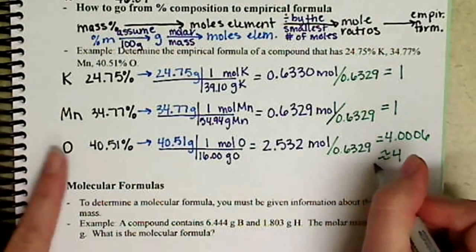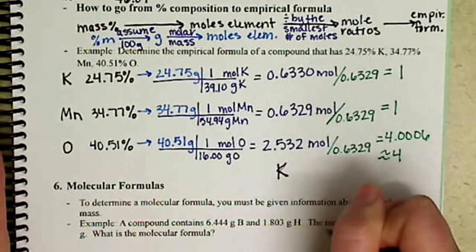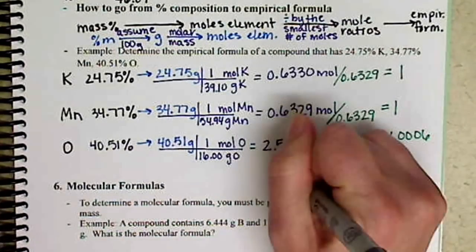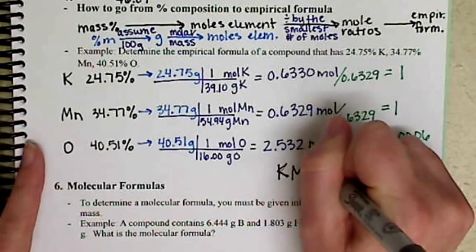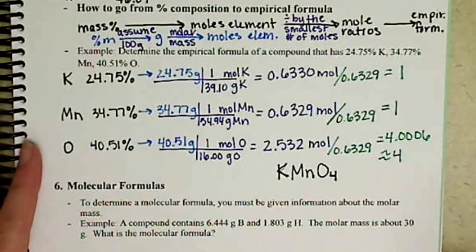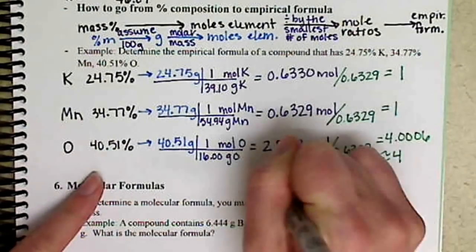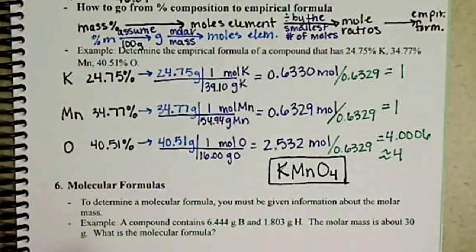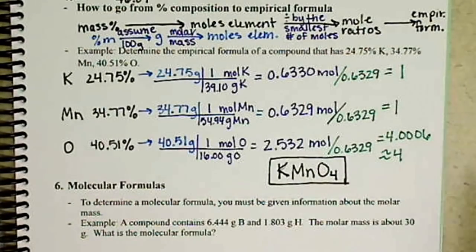So our final answer, our empirical formula, is going to be K, 1, but we don't need the 1. Mn, again 1. And O, 4. So this is our empirical formula for this compound having these mass percentages.